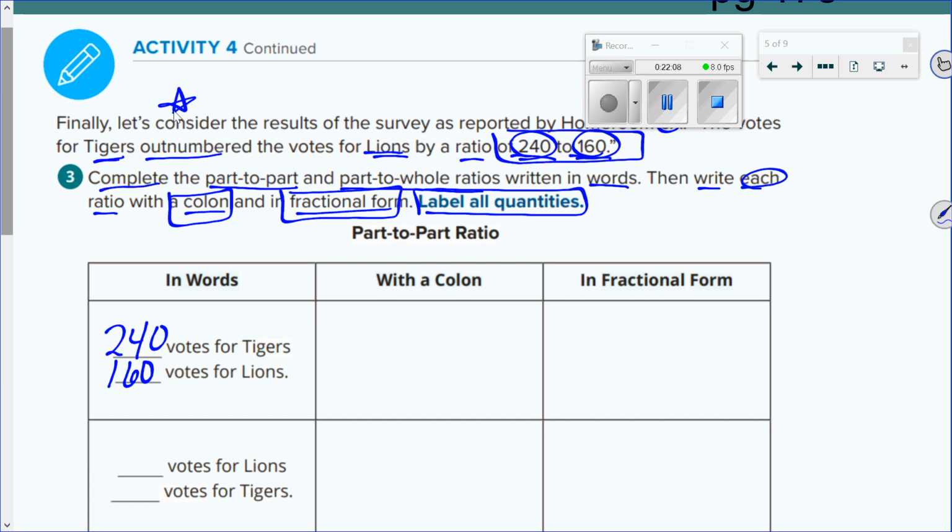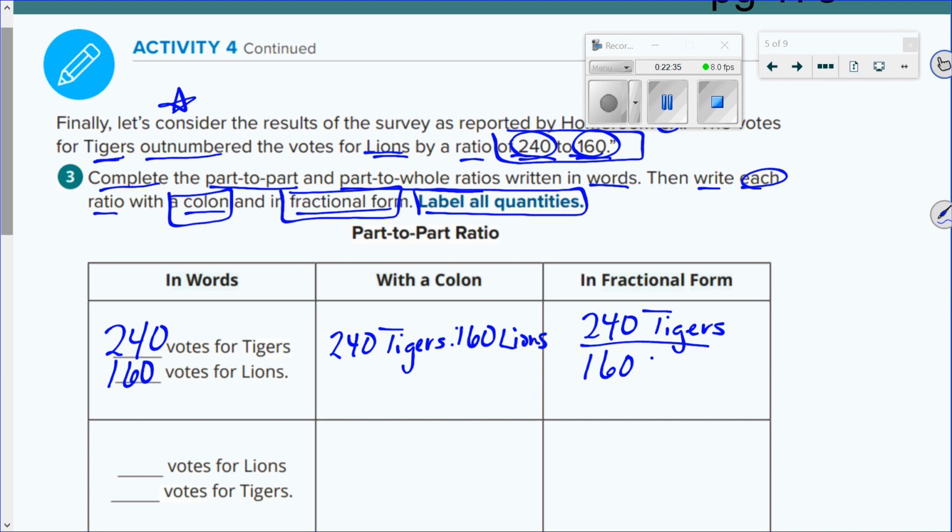Once I have it in words, making it into a ratio is a no-brainer. It's literally whatever's first, 240 tigers. The only difference is I now add a colon, and I write the second one, 160 lions. Once I have that one, it's a no-brainer because I just turned it to a fraction. 240 tigers over 160 lions.